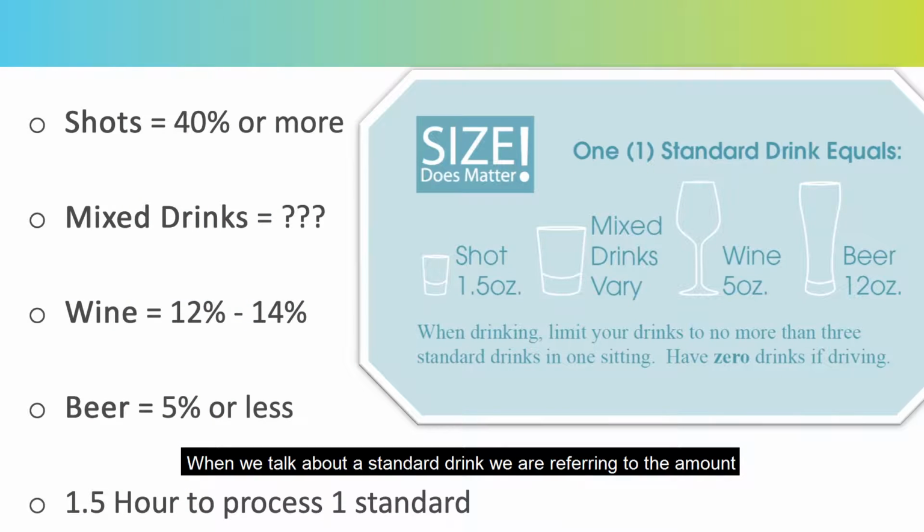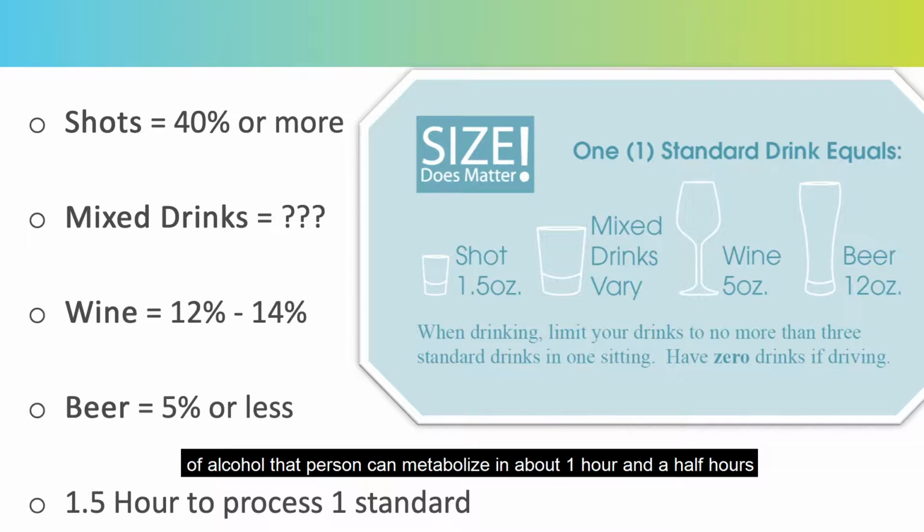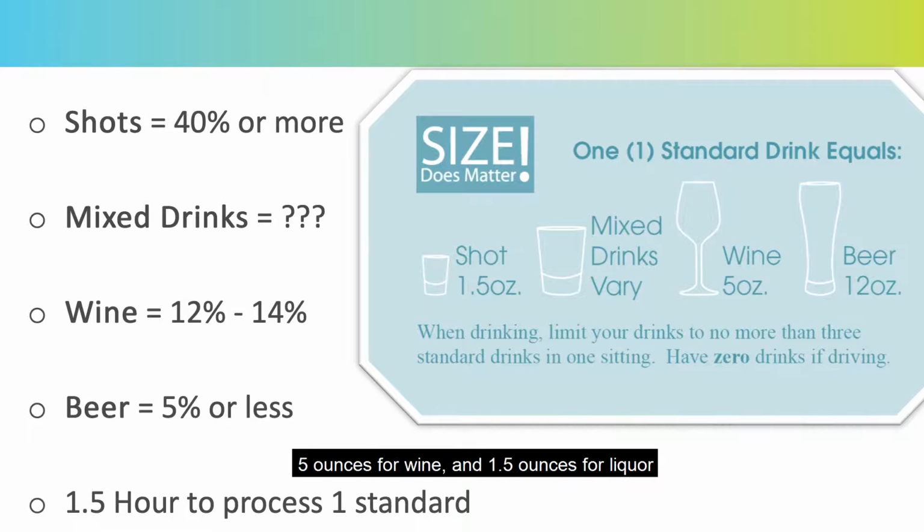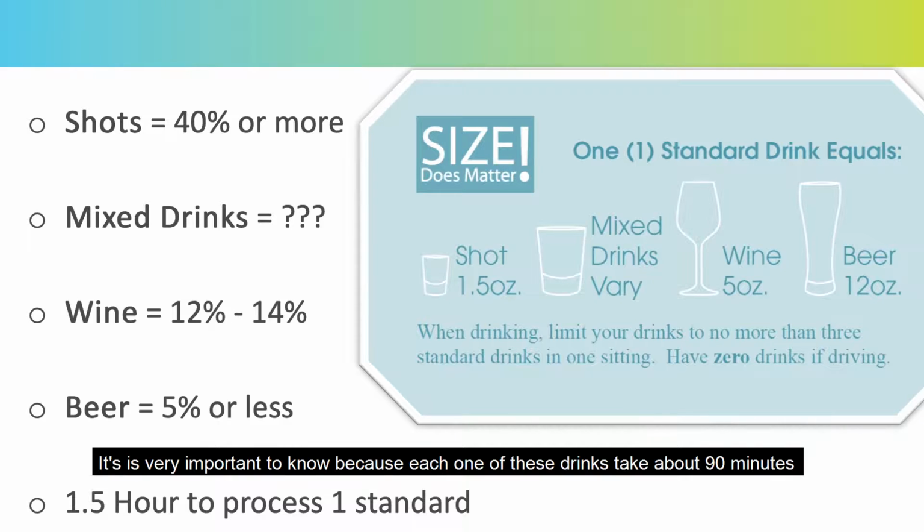When we talk about a standard drink, we're referring to the amount of alcohol that a person can metabolize in about 1.5 hours, as well as the correct amount of ounces that a drink should be. So a standard drink consists of 12 ounces of beer, 5 ounces for wine, and 1.5 ounces for liquor. It's very important to know because each one of these drinks takes about 90 minutes to process out of the body. So if someone doesn't know the standard drink size, they can easily extend the time it takes for the blood alcohol content to return to zero.